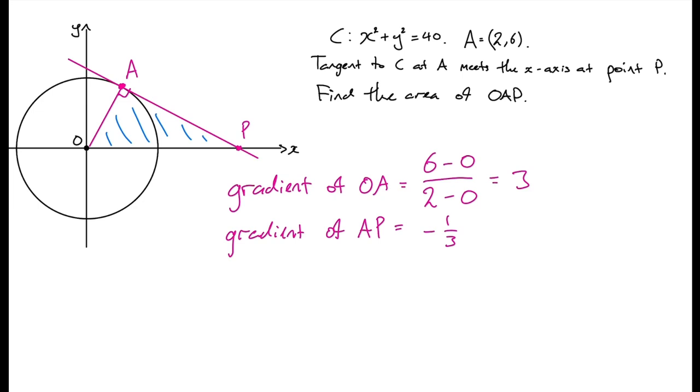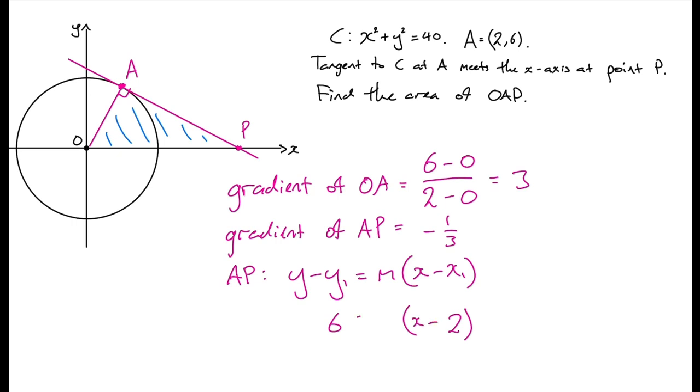Now we can use that gradient to find the equation of the line AP. To do that, we'll use y minus y1 is equal to m lots of x minus x1. So let's sub in what we know. We know that y1 is 6. We know that x1 is going to be 2. We know that the gradient is going to be that minus 1/3 that we've just found.